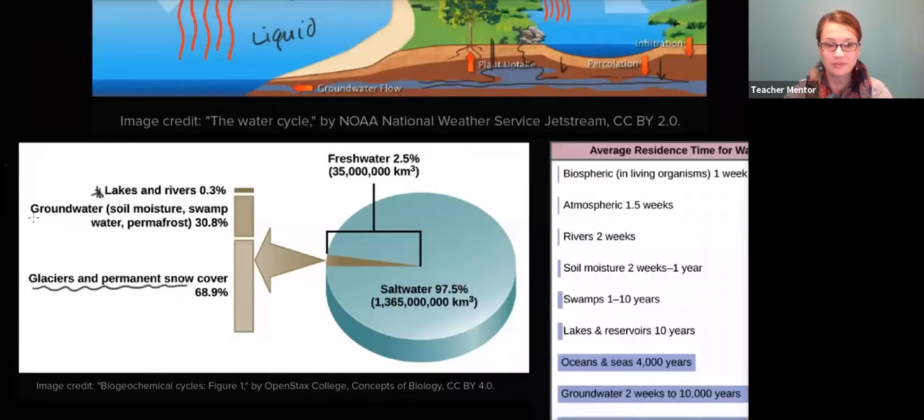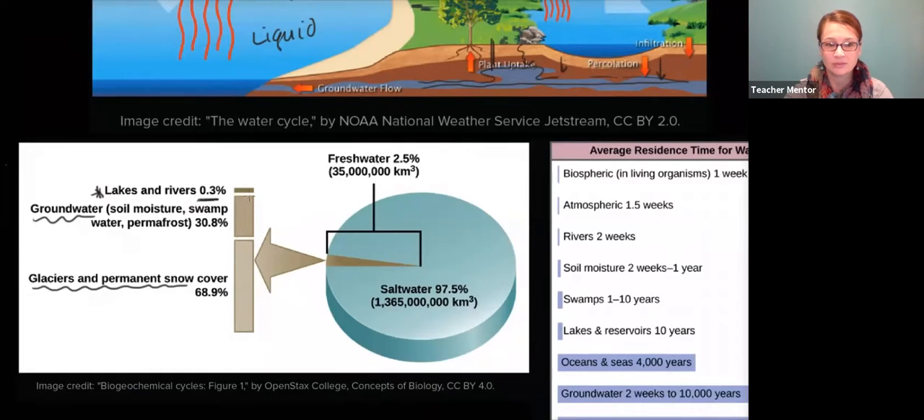And then you also have groundwater, which we could have access to. That's why people dig wells. Groundwater includes soil moisture, swamp water, and permafrost. But very little of the water is actually in lakes and rivers, which I personally find fascinating. It wasn't obvious to me before I saw this chart.